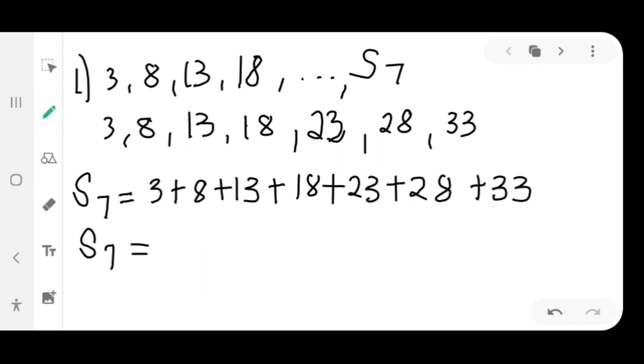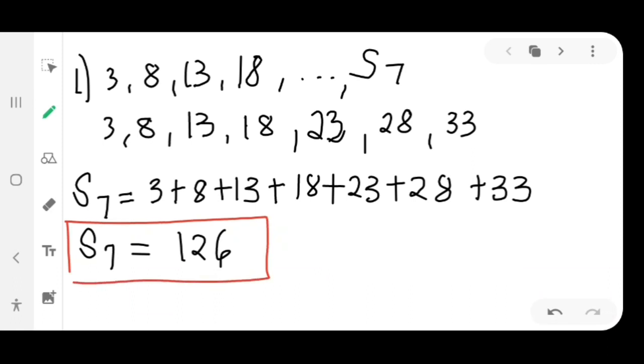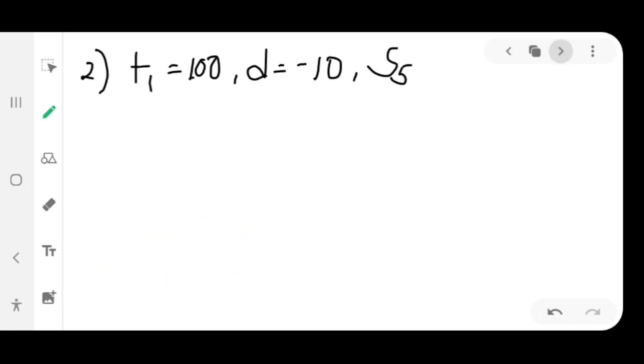If you are having a hard time performing the operations, use your scientific calculator. So 3 plus 8 plus 13 plus 18 plus 23 plus 28 plus 33 is equal to 126. So the sum of the first 7 terms of the sequence 3, 8, 13, 18, and so on is 126. Now let us proceed to the second example.